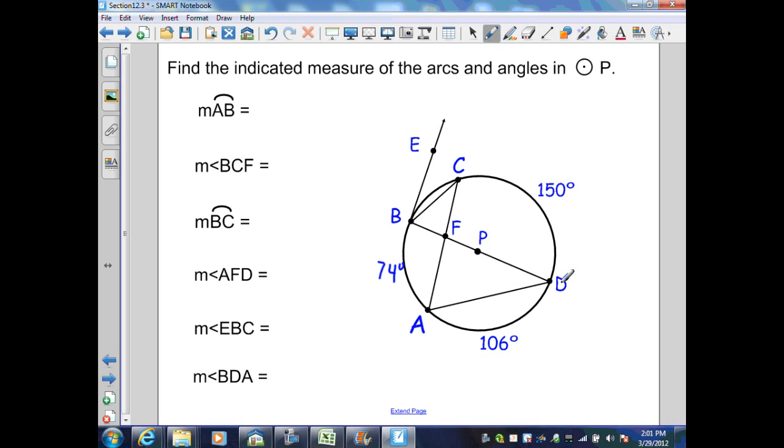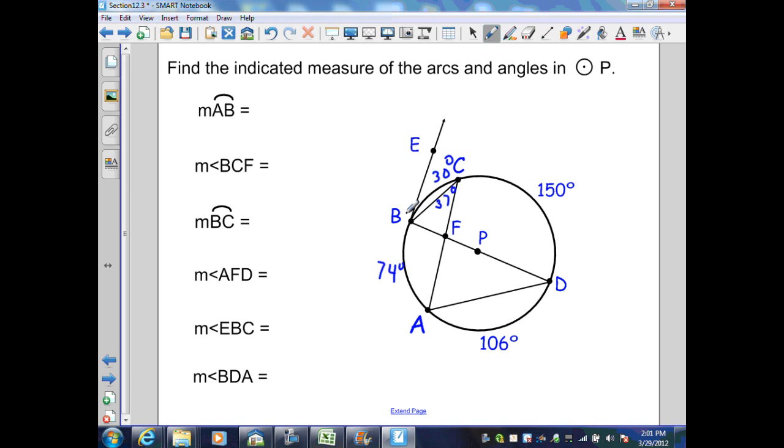BD is a diameter. On the other semicircle, I know that arc CD is 150 degrees. Therefore, arc BC has to be 30 degrees. Given that arc AB is 74 degrees, I know that angle BCA is an inscribed angle of that intercepted arc. Therefore, the measure of that angle is half of 74 degrees, which is 37 degrees.